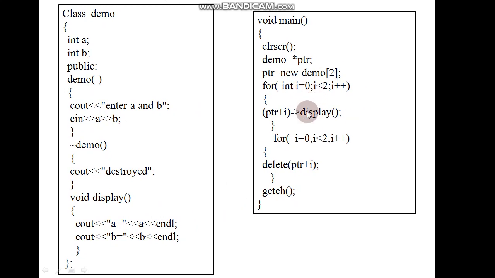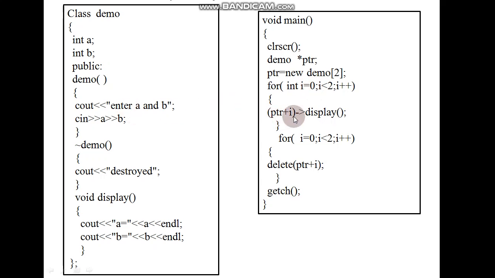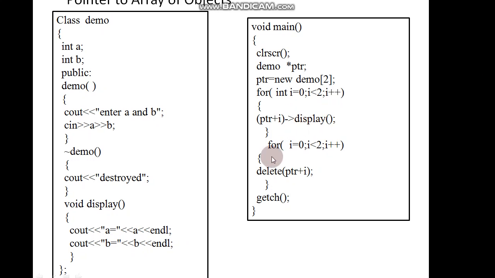First, display function for 0th object will be called. So PTR plus 0, this will call the display function for the first object. Then I will be incremented by 1. Then the display function will be called for PTR plus 1, the second object. And in this loop we are destroying each object, demo 0 and demo 1.